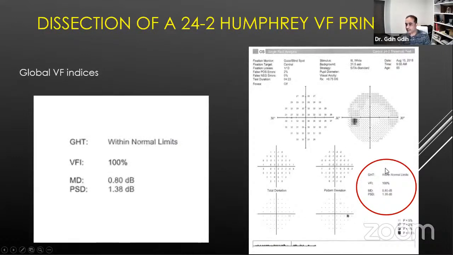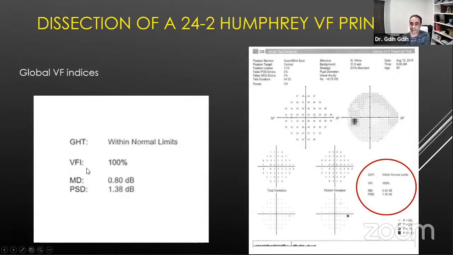And then down here, we have something called global indices. We have the glaucoma hemifield test. Remember this, the glaucoma hemifield test, we're going to be using it a lot. And here in this normal test, of course, it says within normal limits. I'll give you all the options of what this glaucoma hemifield test comment can be.